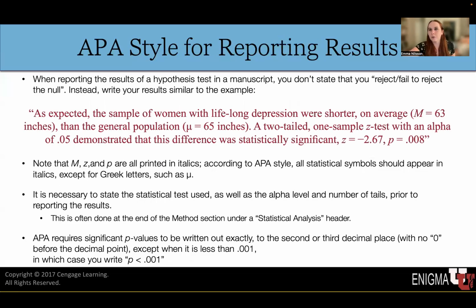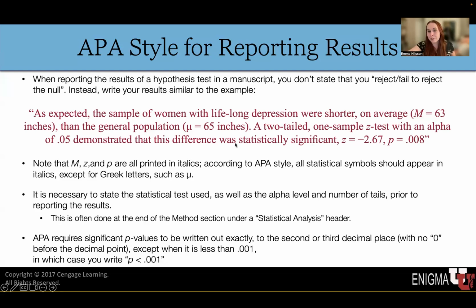Before we finish up, let's look once again at the APA style for reporting results of hypothesis testing. When you're reporting the results in your manuscript, you don't state that you reject or you fail to reject the null, but you write your results like this. So as expected, which means that it's telling which hypothesis you're confirming, the sample of women with lifelong depression were shorter on average, and then you give the mean, than the general population, and then the population mean. A two-tailed one-sample z-test with an alpha of 0.05, this is your methods, demonstrated that this difference was statistically significant, and then you're reporting your critical value, or the z statistic that you got, and also your p-value.